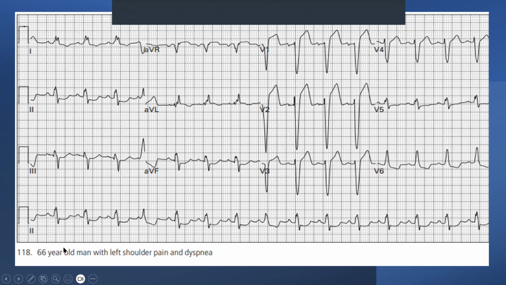We've got a 66-year-old man with left shoulder pain and dyspnea. In an emergency setting, you might be thinking about a pulmonary embolism. You might be thinking of a pleuritic type pain. And of course, you'll be thinking of a cardiac pain as well. So you run your ECG and this comes up. For the majority of people in my department, when this comes out, they immediately send it to me and say, we don't know what's going on. Or is this an MI, or what are we worried about? So let's go through it step by step.